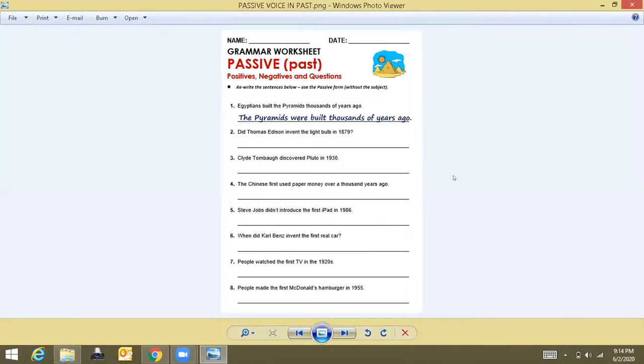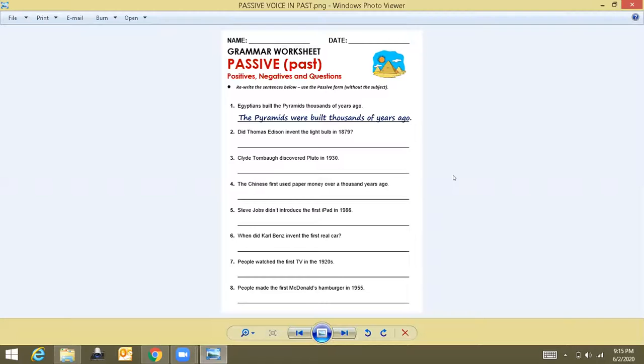Okay, so number one is an example. The instructions say that the sentences can be positive, negative, or come in question form. So the first example, Egyptians built the pyramids thousands of years ago. That is simple past, that is active. So what is your mission? Your mission is to transform this information from active to the passive voice. So the answer for number one is: the pyramids were built thousands of years ago. So you don't mention who the doer is. Now, if they were asking you, you would say the pyramids were built thousands of years ago by the Egyptians. But in this case, they're not asking you to include who the doer is.